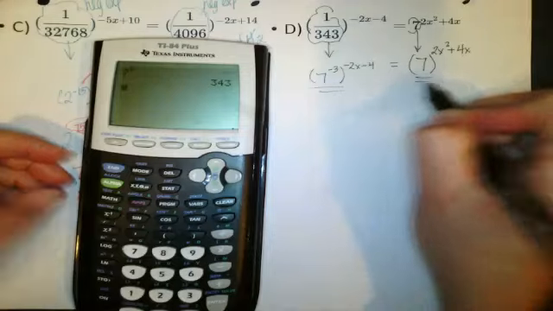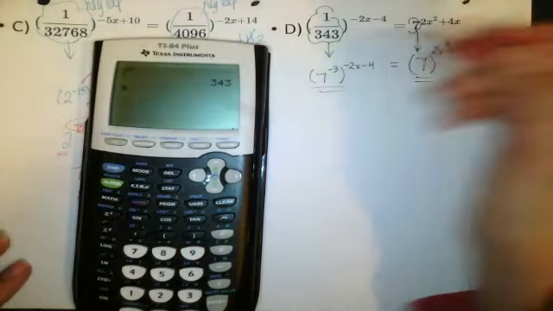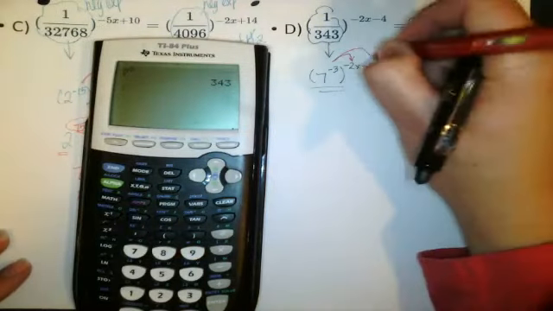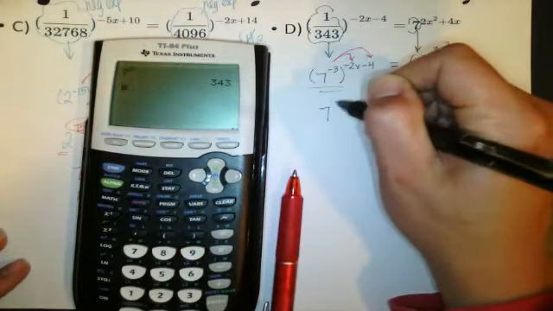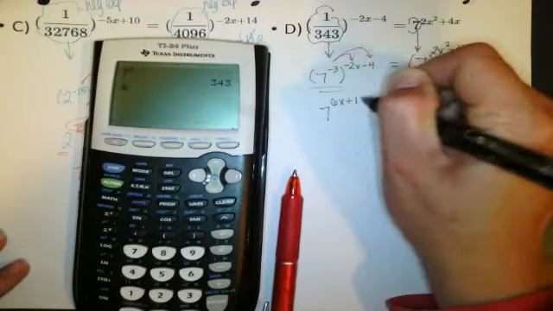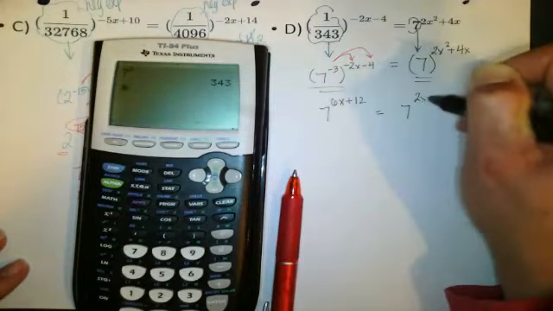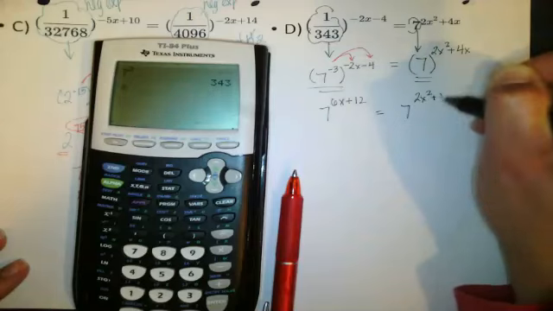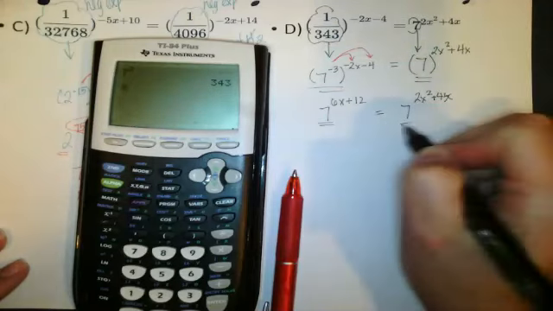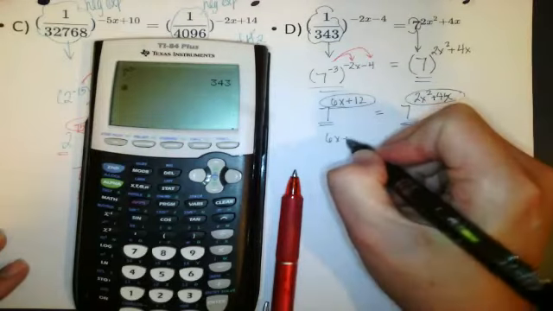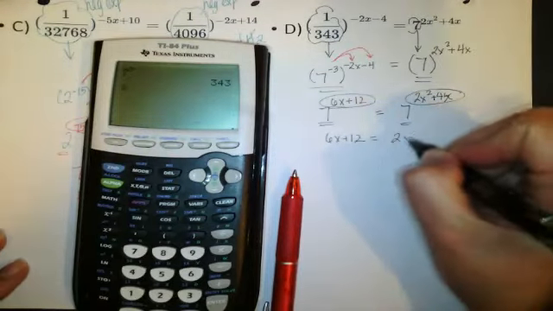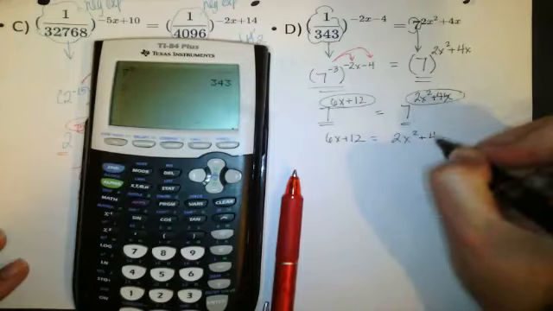So now these have the same base. So, we need to distribute. I'm going to go ahead and distribute that. So that is 6x plus 12. It's equal to 7 to the 2x squared plus 4x. And now, since the bases match, our exponents must match. So 6x plus 12 is equal to 2x squared plus 4x.